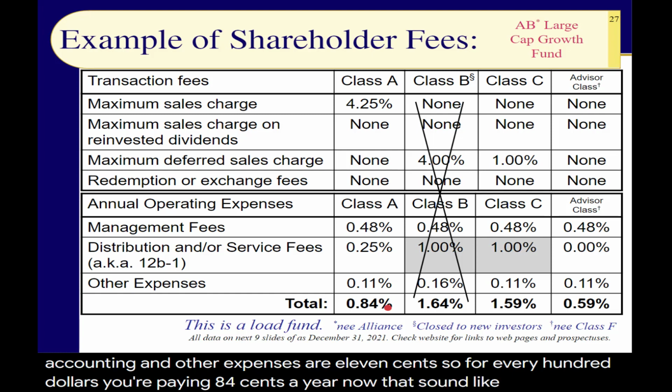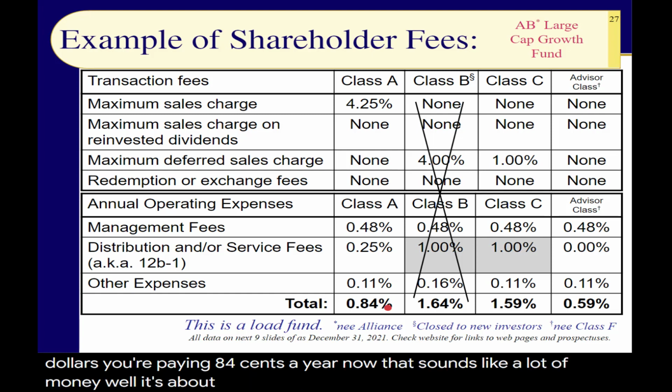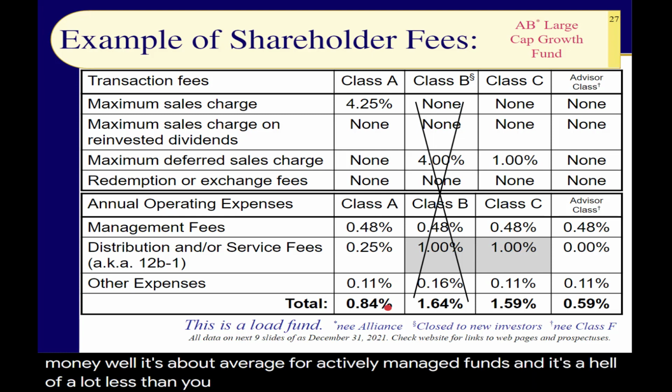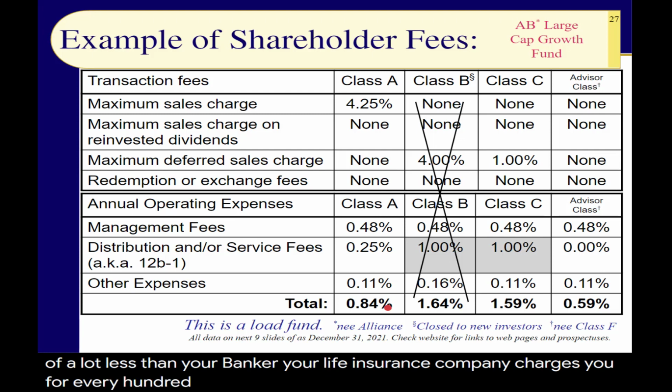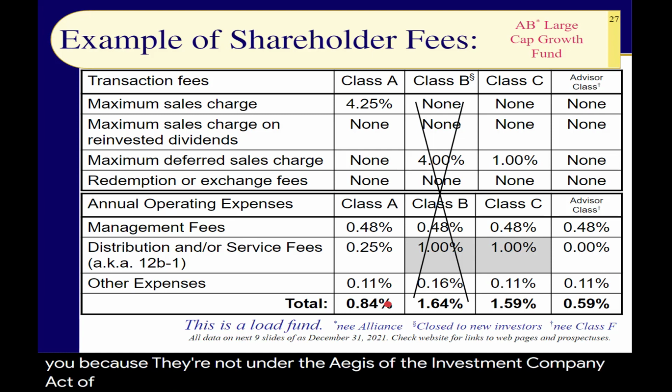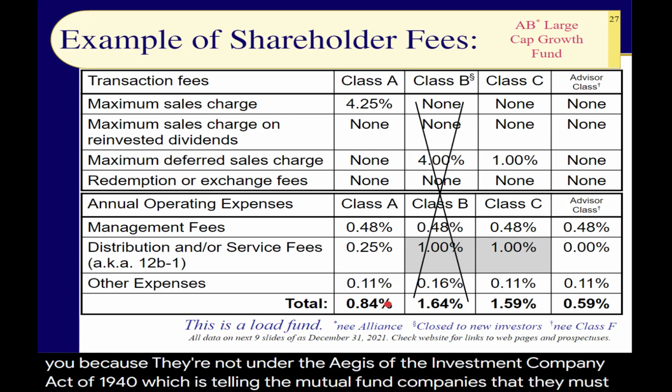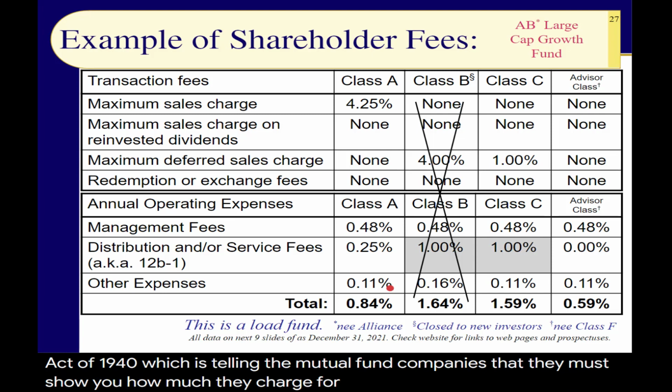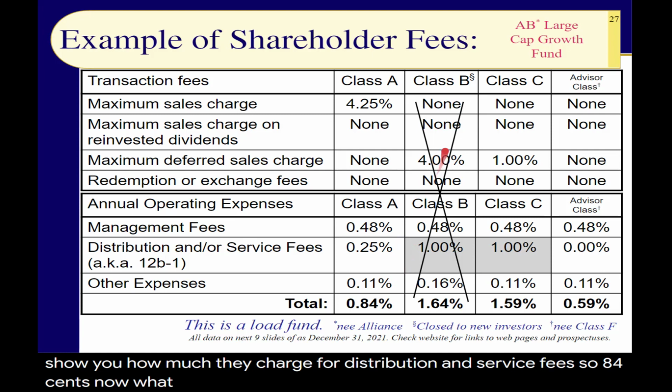Now, does that sound like a lot of money? Well, it's about average for actively managed funds, and it's a hell of a lot less than your bank or your life insurance company charges you for every $100 you put in the account. But you never know that, do you? Because they're not required to show you. They're not under the aegis of the Investment Company Act of 1940, which is telling the mutual fund companies that they must show you how much they charge for distribution and service fees. So 84 cents. Now, what happens when we go to the Class B shares?